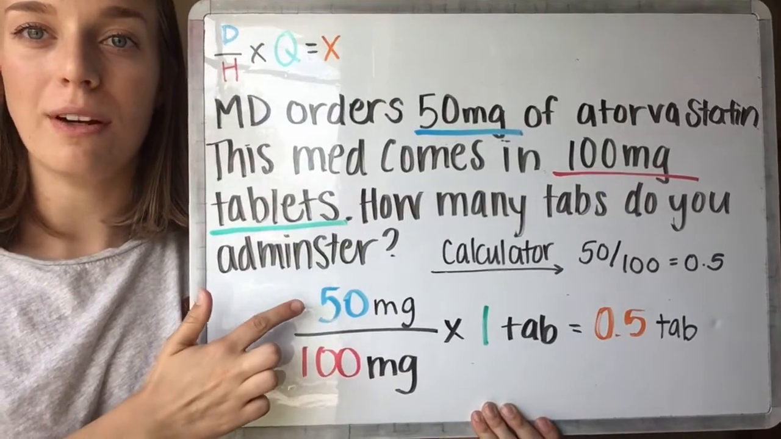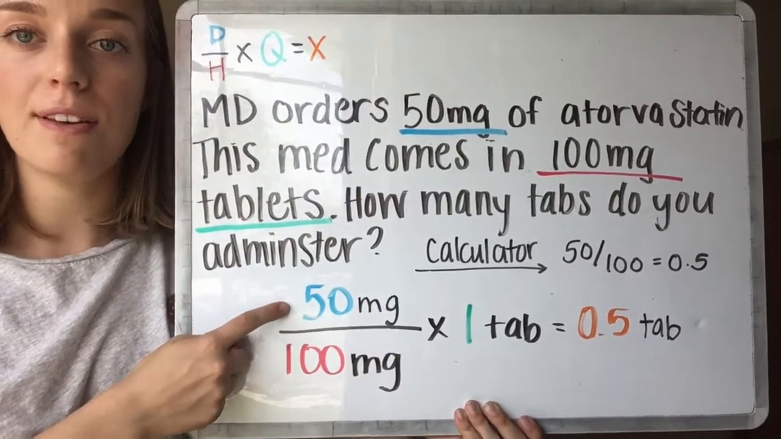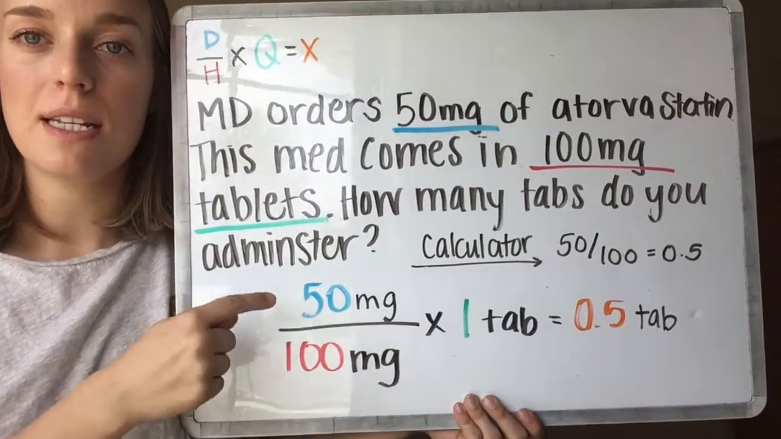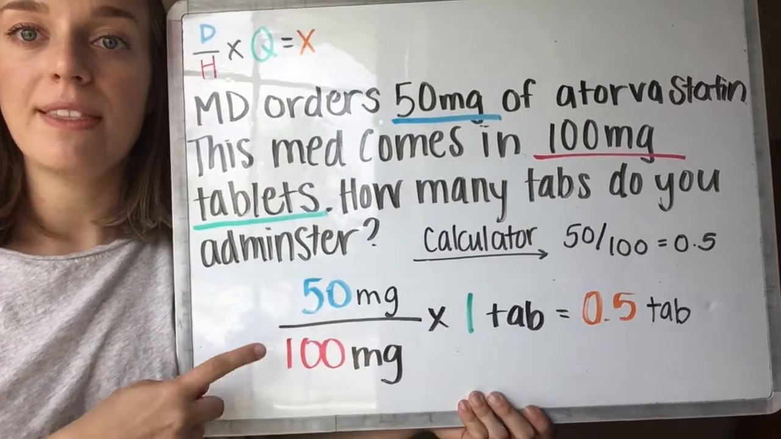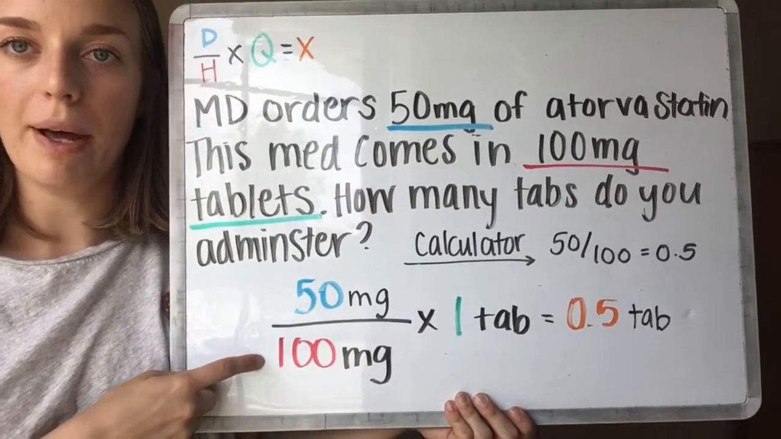So we have our ordered dose. That is our blue, that is 50 milligrams. That is what we want our patient to ingest. We only want 50 milligrams. So we're going to put that on top. This is our only option. It comes in 100 milligram tabs, so we're going to put that on the bottom.